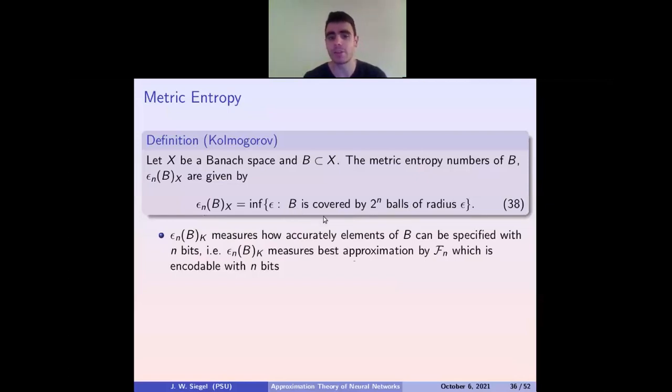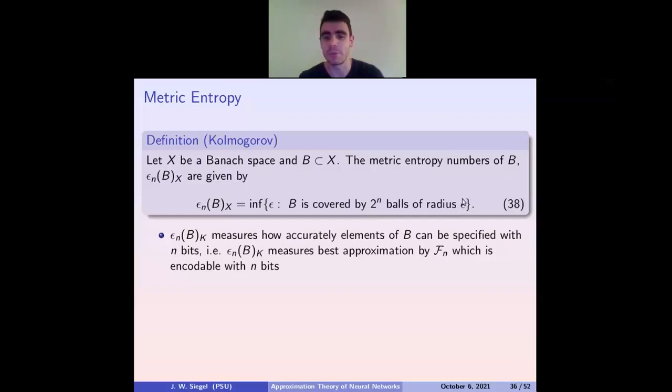And in a sense, it's a measure of compactness, because as n goes to infinity, if you can do this, your set is certainly going to be compact. So in a sense, it's a measure of compactness. How many balls of radius epsilon do we need to cover the set B? If you can cover the set B by finitely many balls of arbitrarily small radius, that's exactly what compactness says.